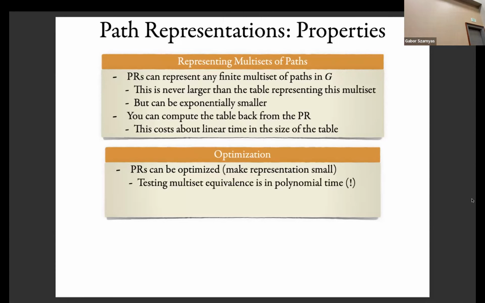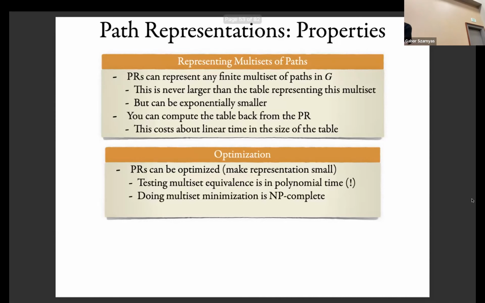If you have two different path representations, you want to be able to decide: do they represent the same multiset of paths? For theoreticians, that's very closely related to optimization. This can actually be tested in polynomial time in the size of the path representation. It may sound a bit unintuitive. It sounds a bit like non-deterministic finite automaton equivalence, which is PSPACE-complete. But here we are not asking for automaton equivalence. We are asking whether every word in the language has the same number of accepting runs, and this is actually polynomial time. That's a non-trivial result.